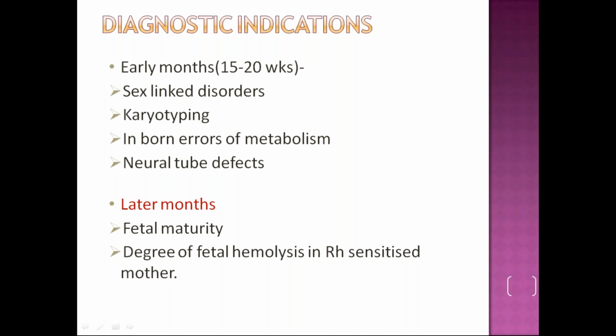In later months, the indications are fetal maturity or decrease of fetal hemoglobin in a sensitized mother. When it is done early in pregnancy, at 11 to 12 weeks, if an abnormality is detected before 20 weeks, you can terminate the pregnancy legally.